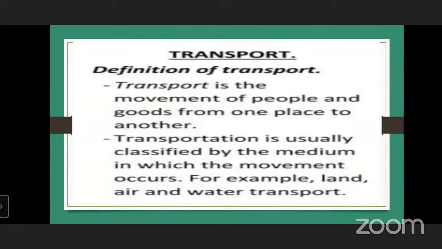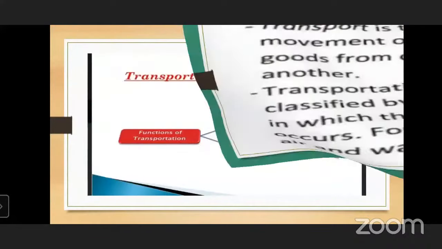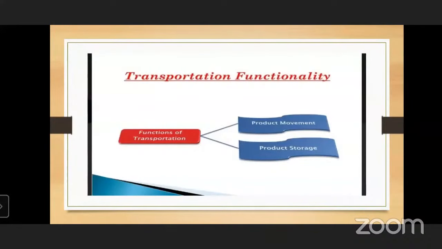Transportation is usually classified according to the medium in which it is moving. For example, there are different types of transport: land transport, air transport, water transport. Totally there are 5 different types of transport, but today we are going to see only 3. Now we are seeing transportation functionality. What is the main function of transportation? Why is transportation done?